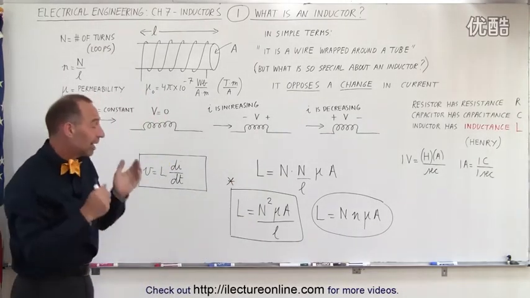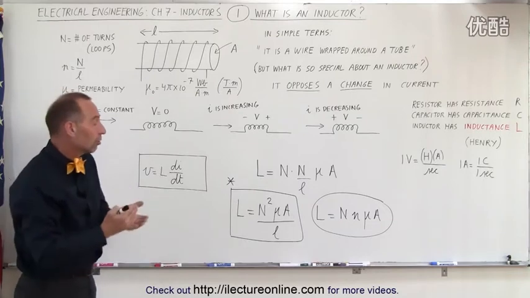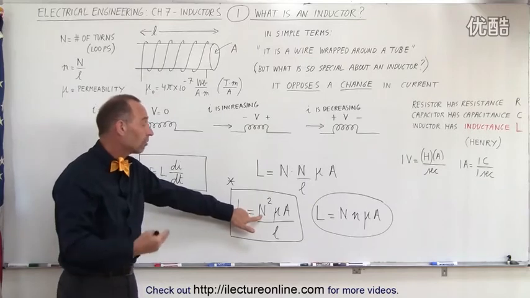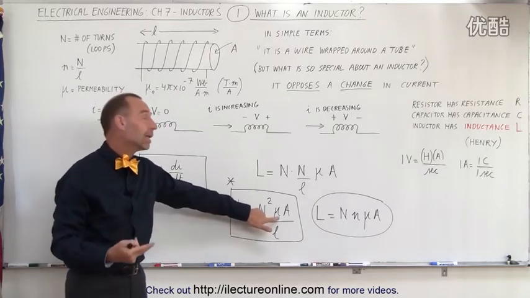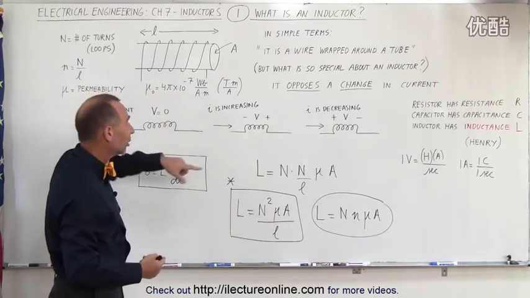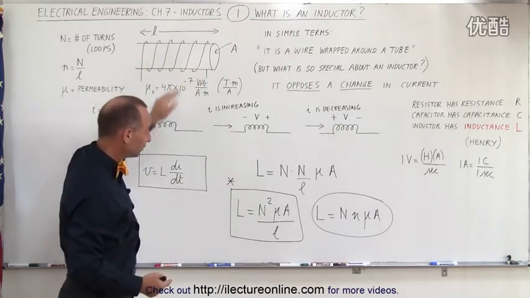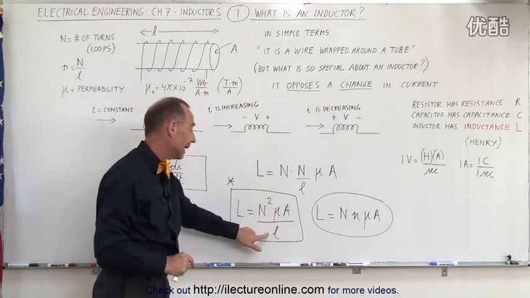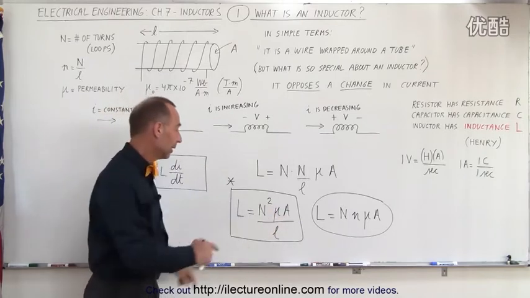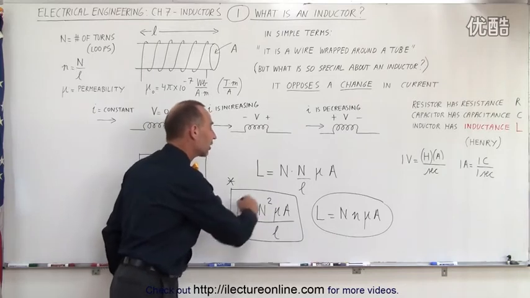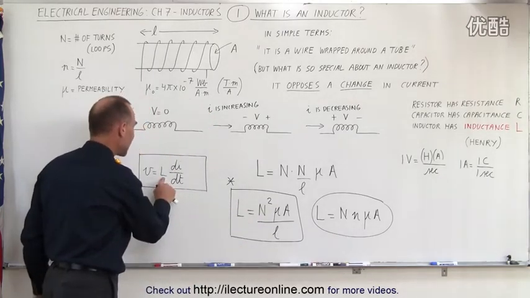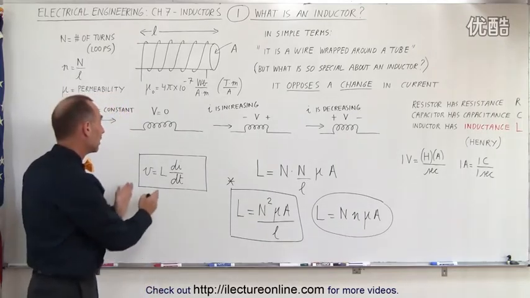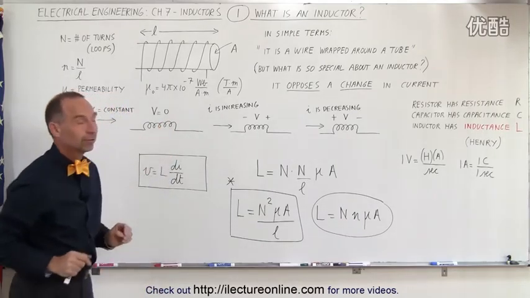In other words, you can actually calculate the value of the inductance of an inductor if you know how many loops there are. Let's say there's 100 loops or 1,000 loops. You need to know the permeability. It'll be this if it's air. It'll be a larger number if it's a metal core. The cross-sectional area, so the physical size of the inductor, is important, and the length of the inductor is important as well. This will give you the size of the inductance. Then you use that number in here, multiply times the rate of change of the current with respect to time, and that will give you the voltage across the inductor.